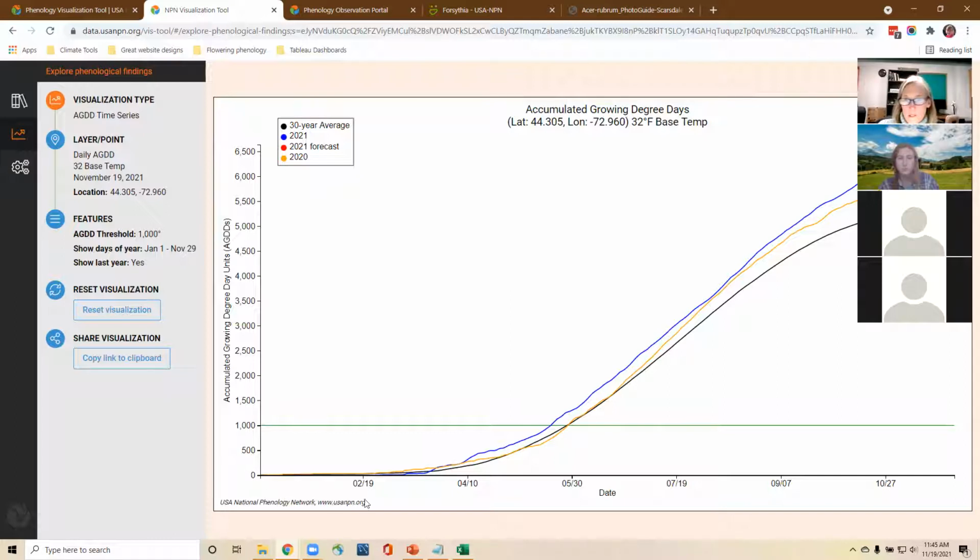But 2021 is represented in blue. So we can get an idea of how much more heat was accumulated at the zip code compared to the baseline of the average. And then we can also see the yellow line is last year. So you can see that this year, your zip code in Vermont was pretty warm. And you can see the number of days too. It was early. As of this date, May 15th, you were 7 days ahead of schedule compared to the average.